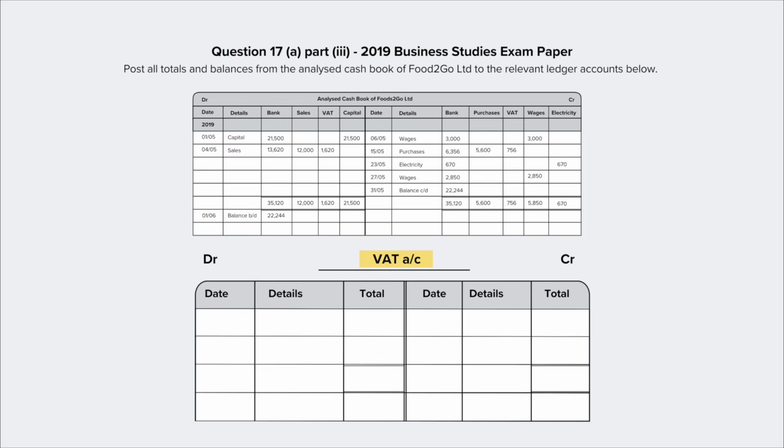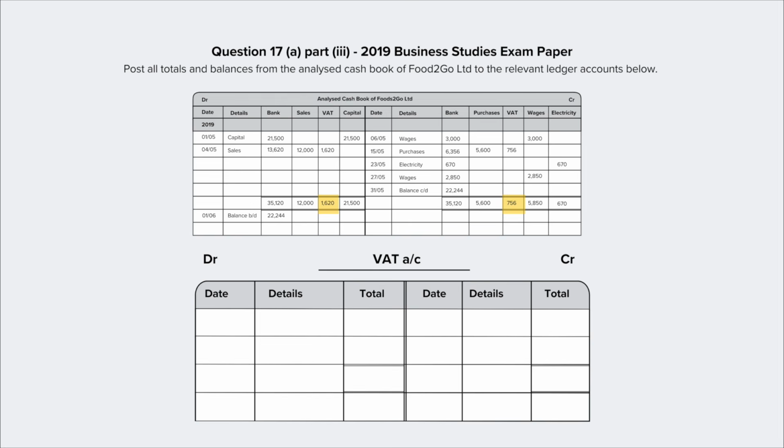So we'll start with the VAT account, which will be the trickiest of the whole lot, but if you follow these steps, it isn't too bad. So we'll enter our name and then have a look at the cash book to see our VAT accounts. And we have two. The debit VAT account, which is when we sold goods. We received a percentage of VAT on those goods. And on the credit side, when we purchased goods, we were subject to a percentage of VAT on the purchase price. So we'll start with our VAT amount of 1,620 on the debit side.